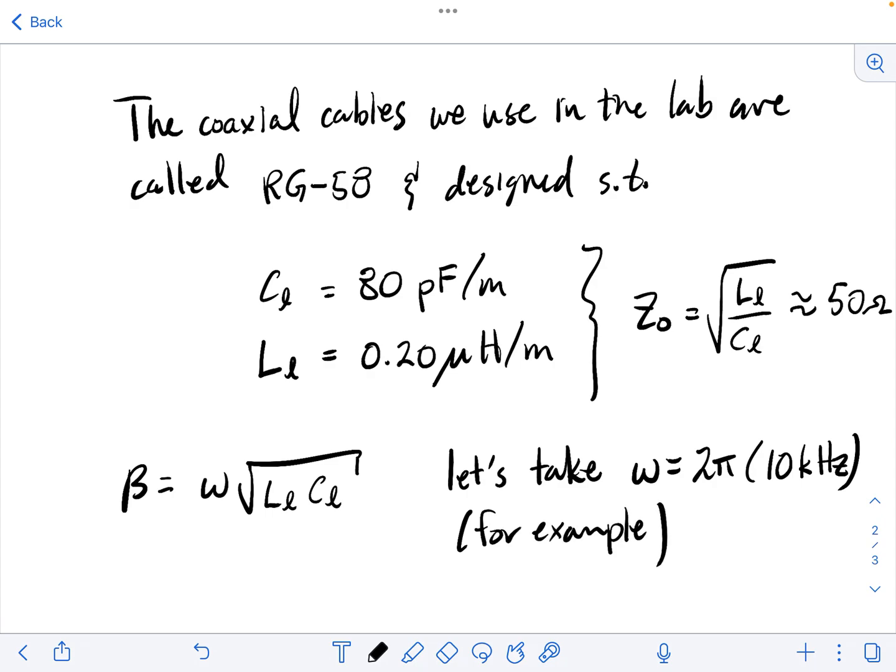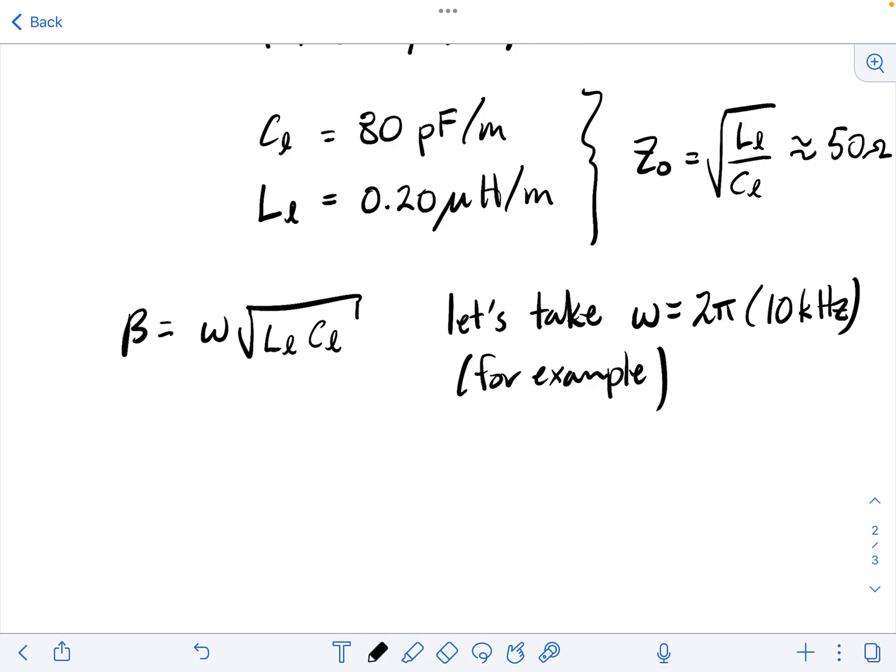You could choose a slightly different value, and it wouldn't make a difference to what we're going to do. So in that case, using the capacitance and inductance that we have above, and using omega as 2 pi times 10 kilohertz, beta comes out to be around 2.5 times 10 to the minus 4, and the units are inverse meters. The important thing here is not really the actual numerical value of beta, just that it's a small number. It's a number, say, that's much less than 1. So this is something like 4 over 10,000 or something like that.